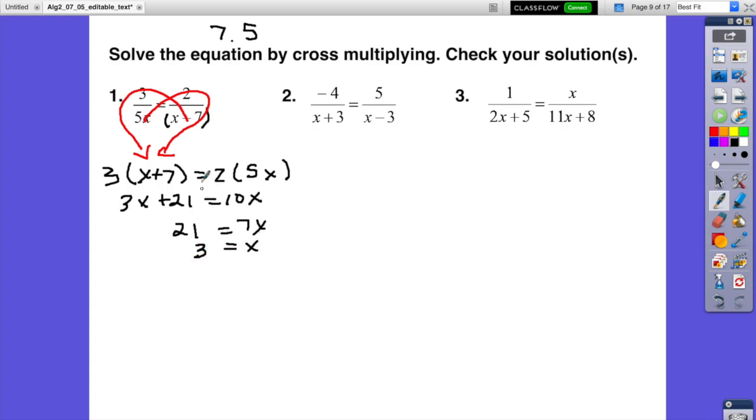All right, so let's plug this in and see if I put in 3 down here, will it make my denominator 0? So if I plug in 3 here, will this denominator be 0? No. When I plug in 3 here, will that denominator be 0? No. So this is your answer.